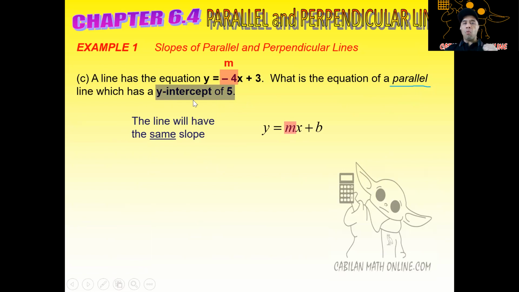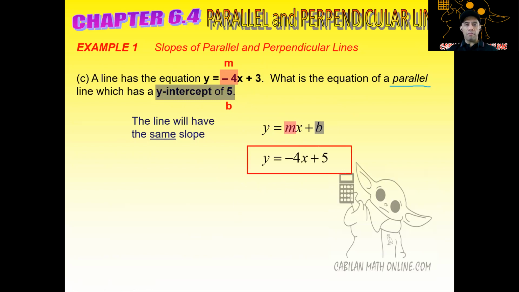Now, remember that the y-intercept, when you have the equation in the form y equals mx plus b, is always going to be the b. So all I'm going to do here is replace the -4 in for the m, and this 5 is going to go in for the b. So an equation that is parallel to y equals -4x plus 3 and has a y-intercept of 5 is going to be y equals -4x plus 5.